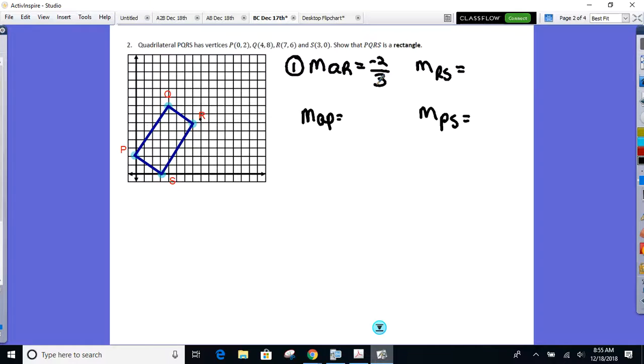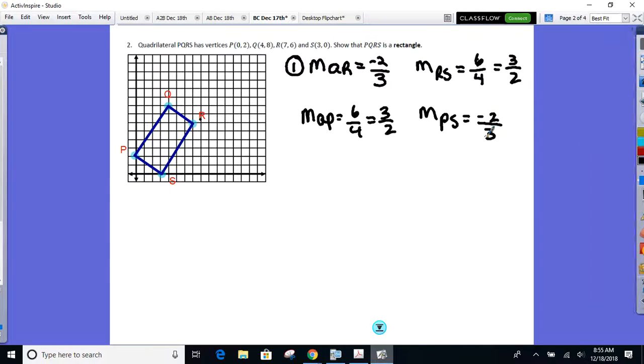RS. I think you got 6 over 4. Yeah? Okay. And if you reduce that, that reduces to 3/2. Probably want to reduce it. I'll show you why in a second. What about QP slope? 6 over 4 reduces down to 3/2. And what about PS? Negative 2/3. All right.